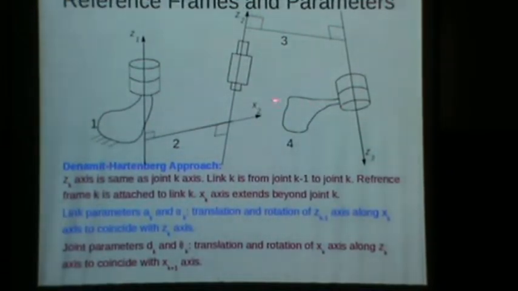Similarly, this is the reference frame which is fixed to link 3, that is x3 and z3. You can of course ask where y3 is. y3 is the cross product of z3 and x3. So it's very easy to get. Once we have two of them, finding the other is a very simple matter. So this is how you fix reference frames.